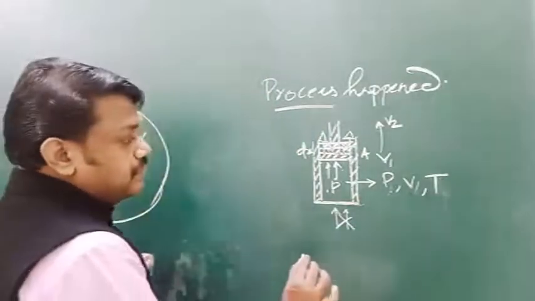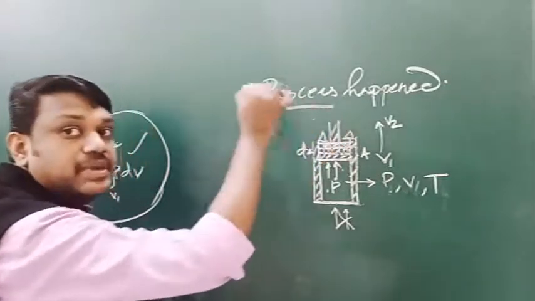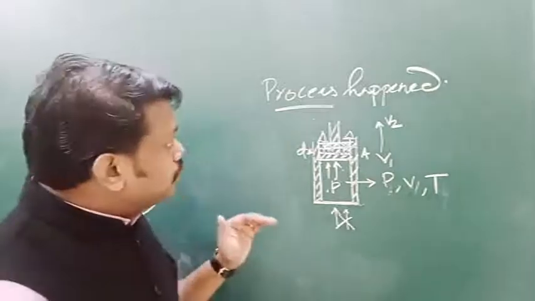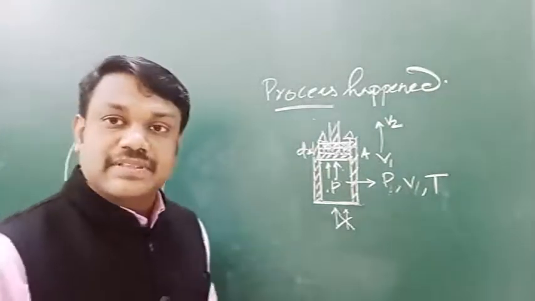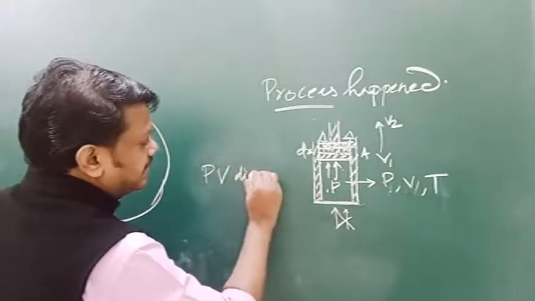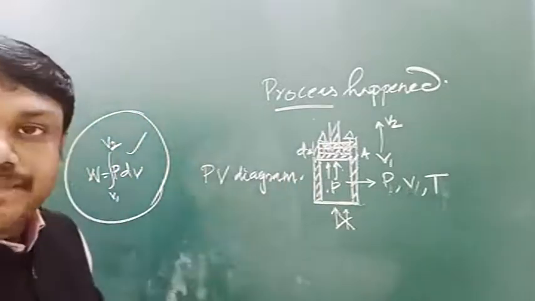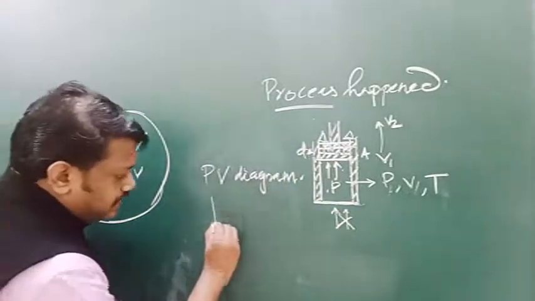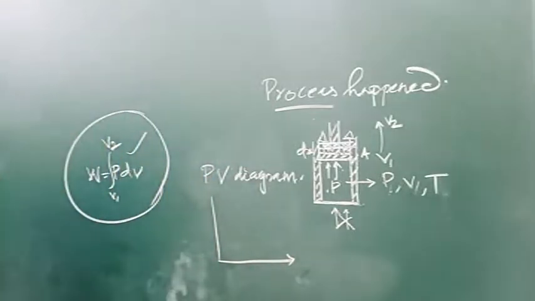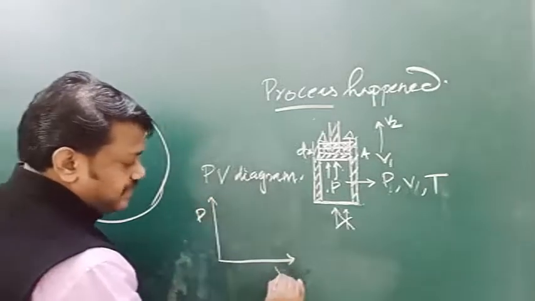So anyhow, we can say that a process, that means a thermodynamical process, can be expressed with the help of a graph. Any thermodynamical process we can express with the help of a graph. And that graph is known as the PV diagram, that is the pressure volume diagram. So here pressure is taken along the y-axis, and volume is taken along the x-axis.